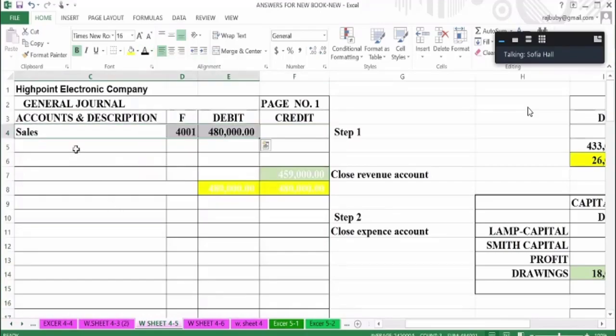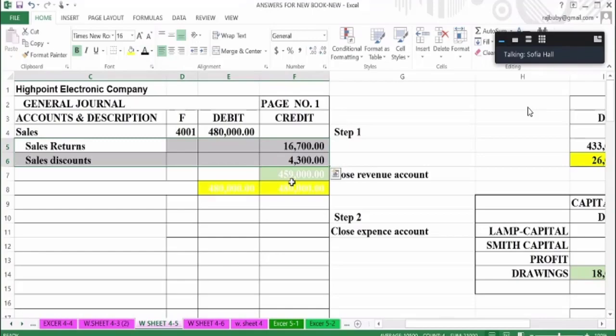Then our returns and discount are in the debit side, and that one is going to be in the credit side. That is, we are closing. The difference between those two, we are going to send to the income summary account. That is the third line. This one is going to be the income summary account.